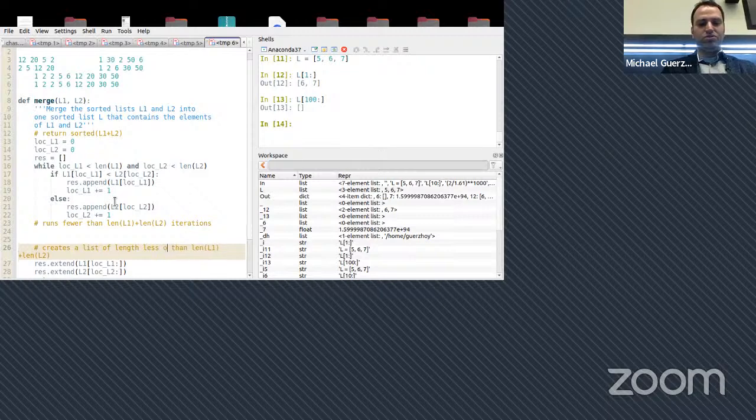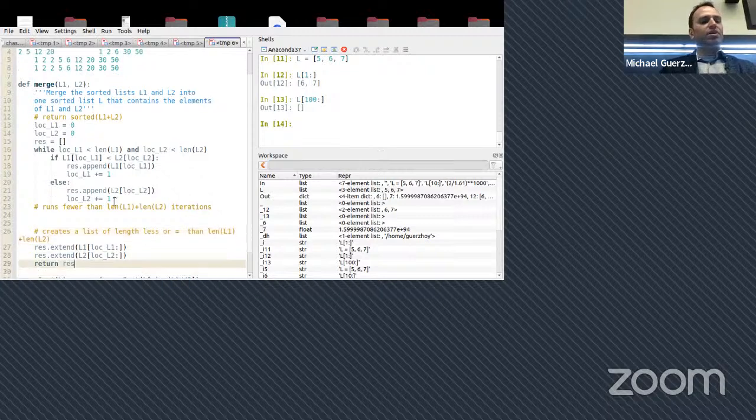Or suppose. And then extends res with that list. So that means runtime proportional. And that means runtime proportional.